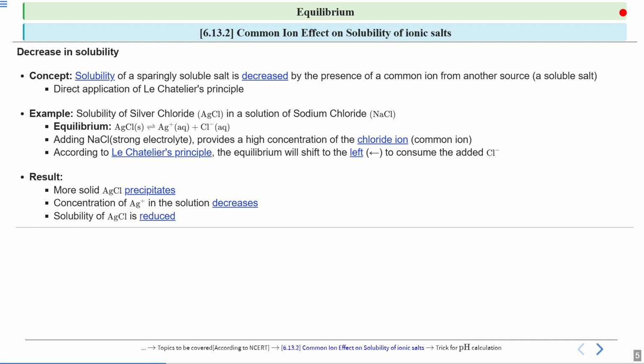Further, we can conclude that the solubility of AgCl is reduced upon the addition of a common ion, which in this case is the chloride ion coming from the sodium chloride. So the solubility, which is S, is reduced. The value of that S is reduced.